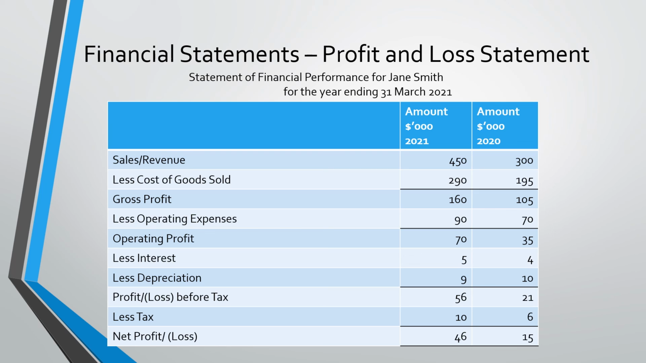You could see this business is going in a growth mode. Last year it had profit of 15,000 and this year it has 56,000. Hope this helps in understanding a little bit more about profit and loss.